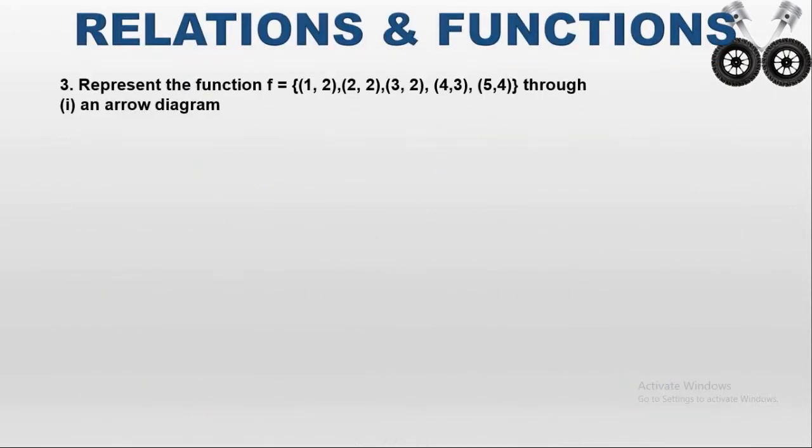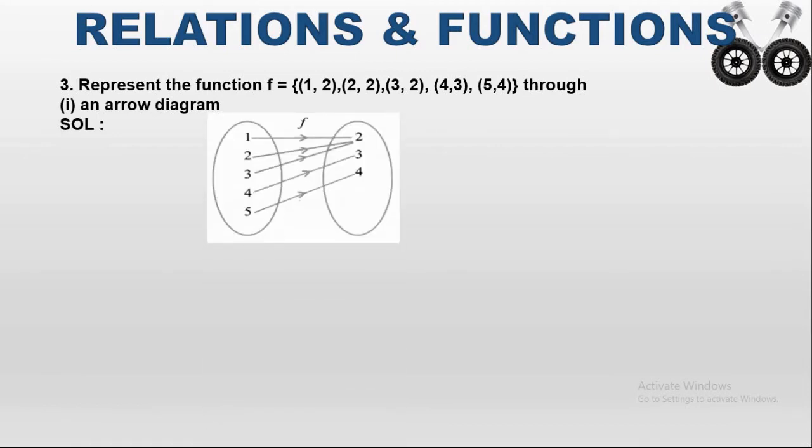Next one is the third problem. Represent the function f equal to {(1, 2), (2, 2), (3, 2), (4, 3), (5, 4)} through an arrow diagram. So what is the problem given here? One function is given. For that function we have to draw the arrow diagram. So how will you draw?